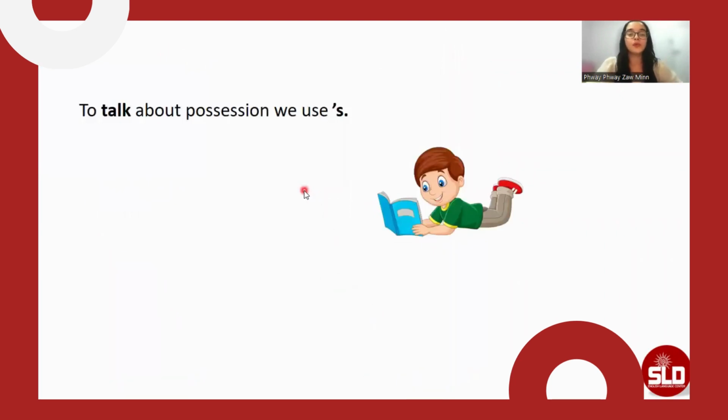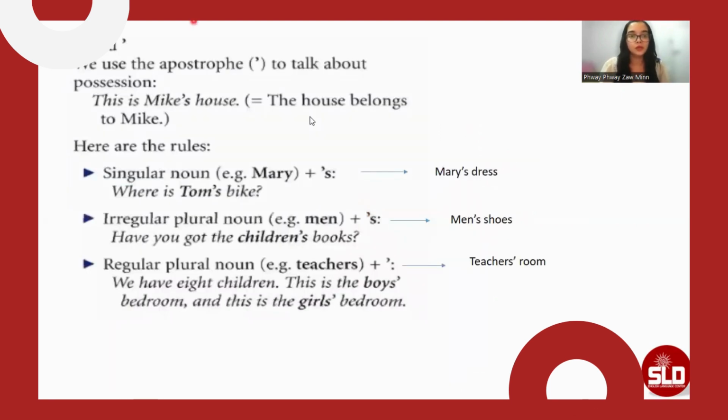We use apostrophe s to talk about possession. For example, it's Mark's book. So we use apostrophe s or just apostrophe to talk about possession. For example, this is Mike's house. Mike apostrophe s, meaning the house belongs to Mike. So what are the rules of apostrophe s or apostrophe?